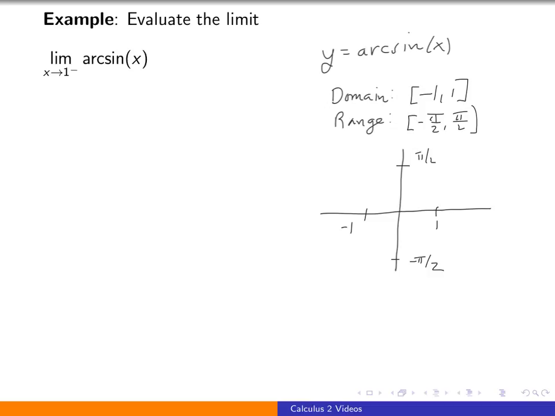And graphically, arcsine looks something along those lines. So in terms of the limit as we approach 1 from the left, we're thinking if we plug in an input close to 1 on the left, what are those outputs going to be close to? And the answer is pi over 2. So the value of this limit is pi over 2. Similarly, if we were asked the limit as we approach -1 from the right, those outputs would be minus pi over 2.